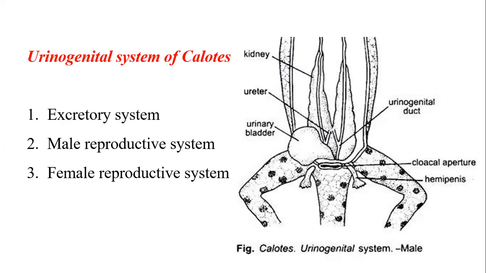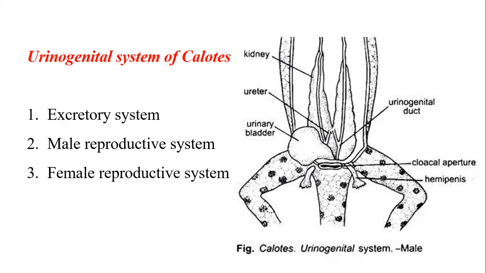Along with this, a thin walled urinary bladder is also present here. This thin walled urinary bladder stores urine for some time, and it opens midventrally into the urodeum of the cloaca. So this is regarding the excretory system of calotes. The same type of excretory system is found in both male and female calotes, hence we have described it in common.